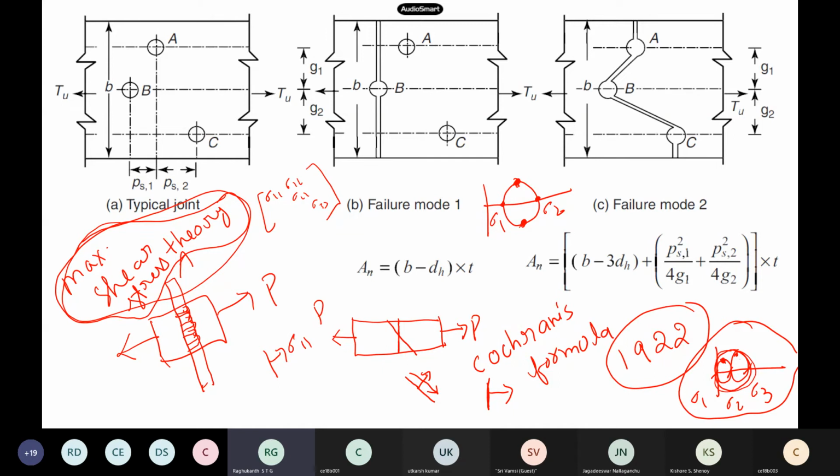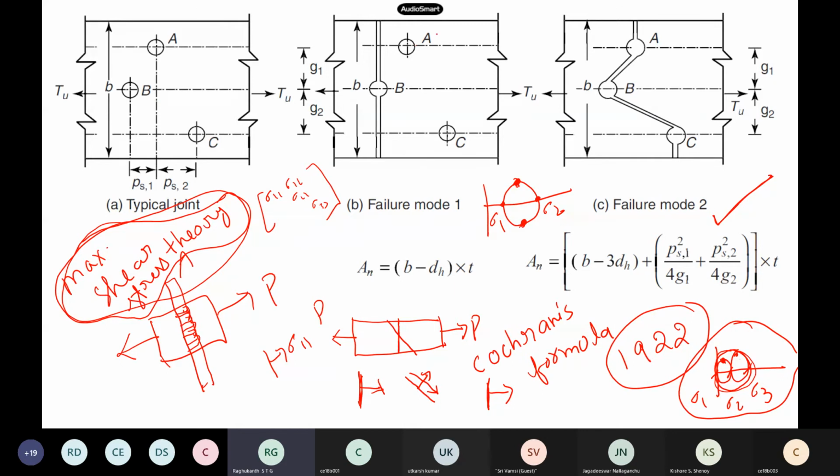So this is Cochrane's formula. This formula has come from the maximum shear stress theory. And why maximum shear stress? In uniaxial tension, this is the principal plane only, because you have only P by A, no shear stress. But once you have an inclined plane, then you have this problem. So Cochrane's formula comes from this maximum shear stress, because of this inclined combination.